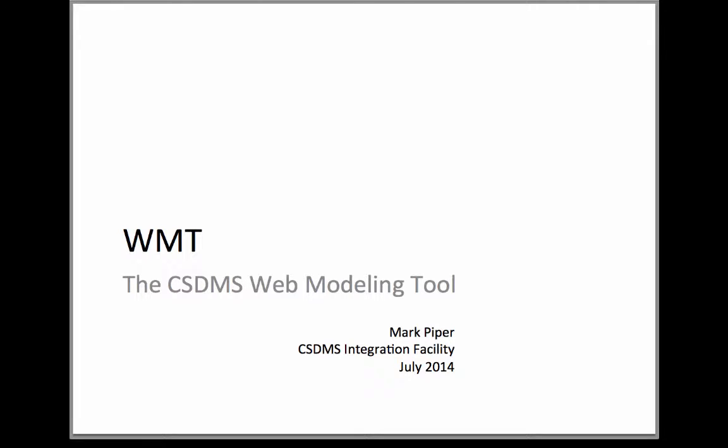In this video, I'd like to show you how to use WMT, the Systems Web Modeling Tool. If you're unfamiliar with WMT, it's a web-based application that allows users to build and run coupled surface dynamics models on a supercomputer. WMT can be accessed at this URL, systems.colorado.edu/WMT. Note that we use HTTP Secure to protect your login.